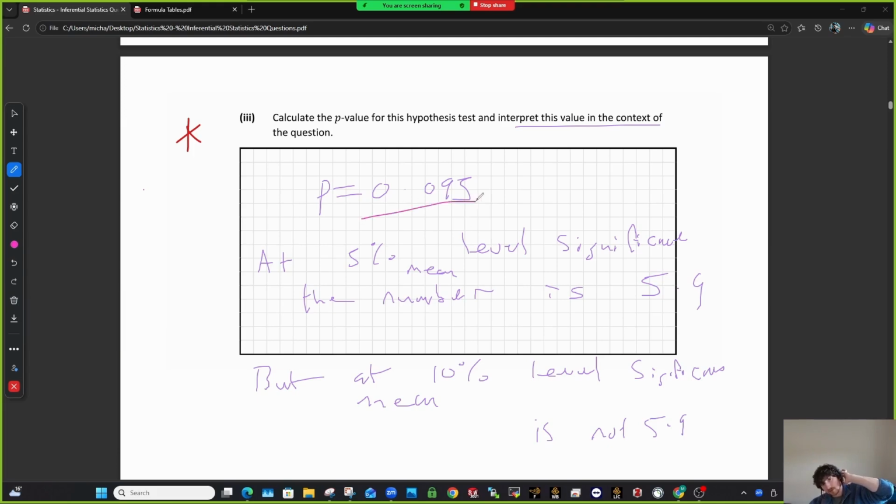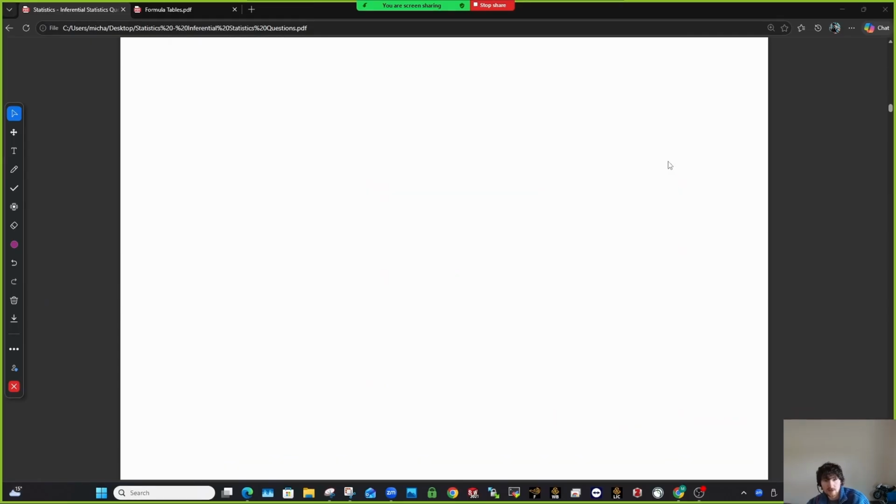So yeah, that's the lowest level of significance at which H0 begins to be rejected, and then we write out an example of it here. At 5%, we don't reject H0. In other words, the mean number of tries is still 5.9. But if you were at 10%, well then the mean number of tries is not 5.9 because H0 gets rejected then. So hopefully that makes sense to people on what the p-value is.